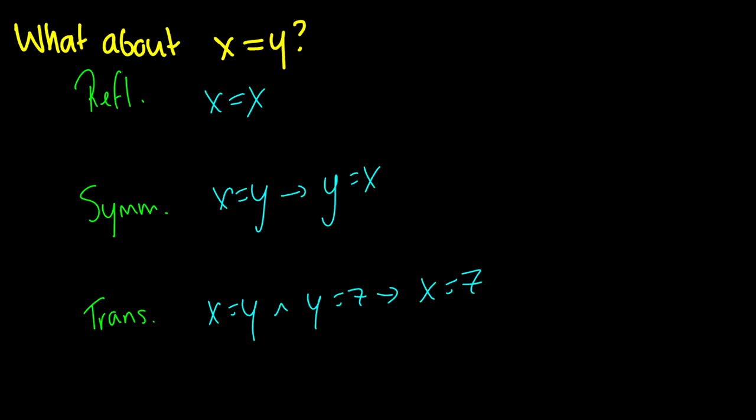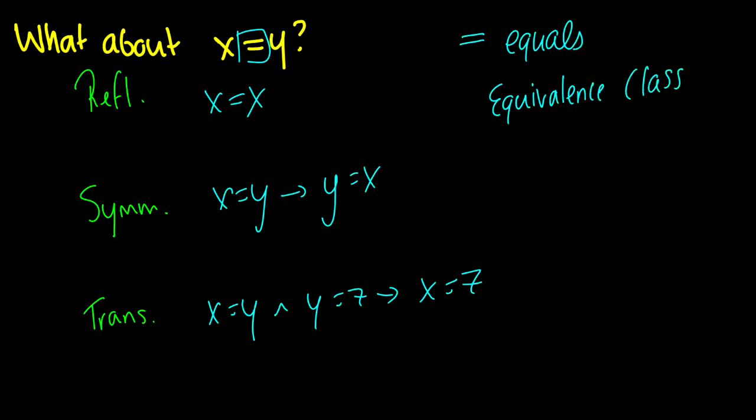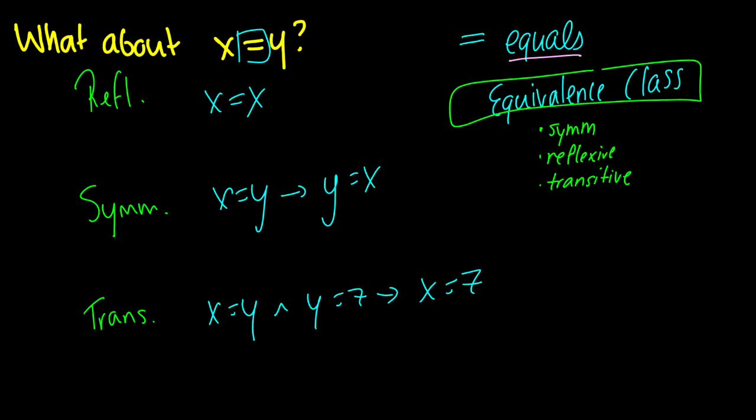So what's so special about this equal sign? Well, this equal sign creates something called an equivalence class. You have the word equals and it creates an equivalence class. So that's kind of cool. And what this means is that something is symmetric, reflexive, and it is transitive. Any relationship that satisfies all three of these properties is an equivalence class. And we'll talk more about it in the next lecture.